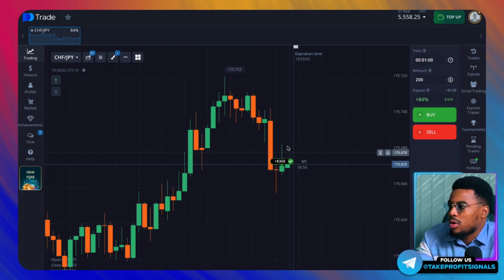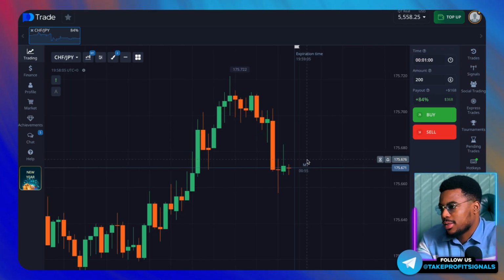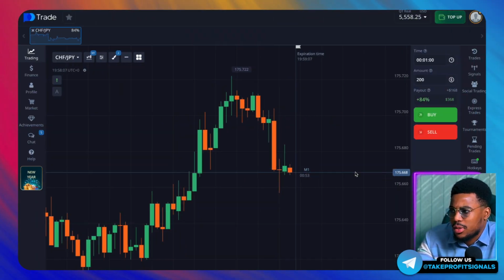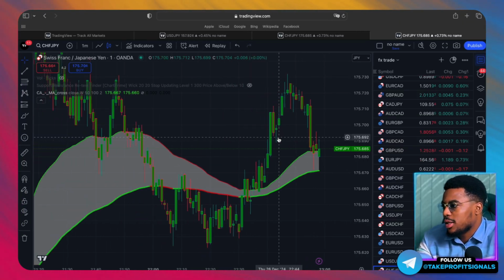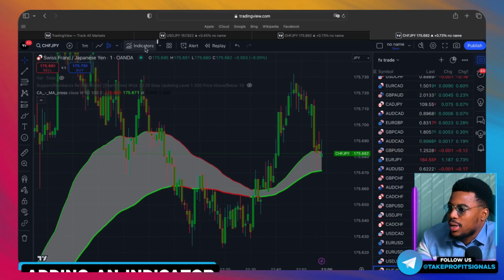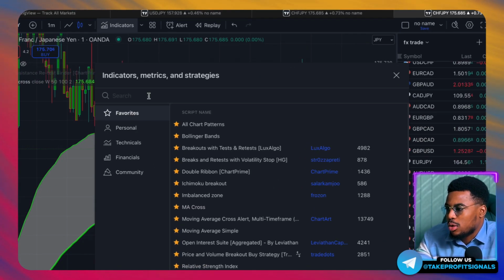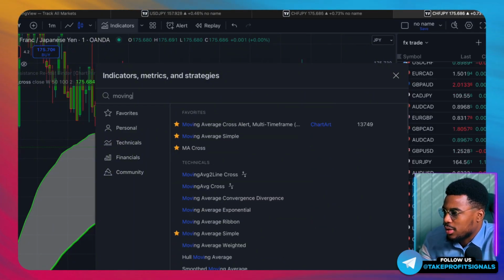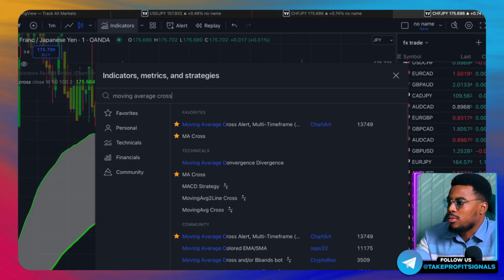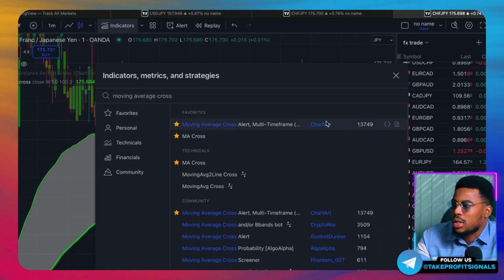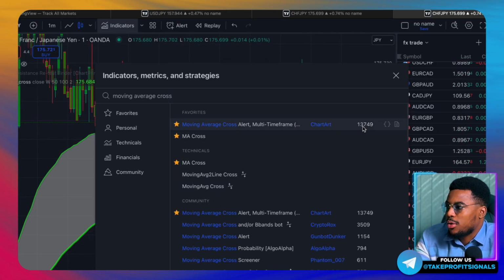We get a good trade with you, plus 168 to our balance. Let's say the deal is not super confident, but I think that now we can make 2 more trades. Look, what is the point? Let's add an indicator. It is called Moving Average Cross from the author ChartArt. Just click on it once. It has 13,000 users. Very cool indicator.